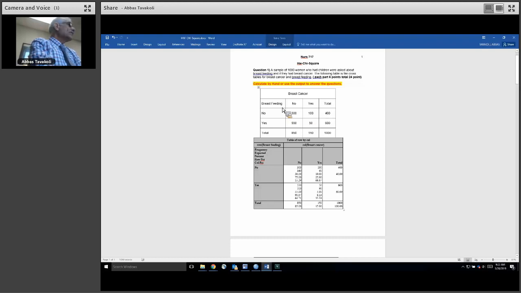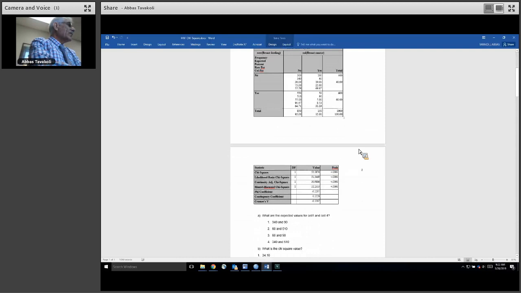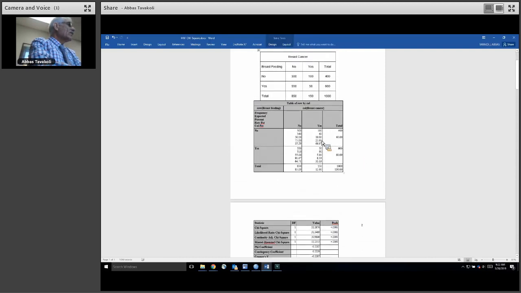So we have here breastfeeding and breast cancer. And 1,000 women had information related to breastfeeding and breast cancer in a 2 by 2 table. And now the first question is, what are the expected values for cell 1 and cell 4? So if you look at the output, the first information is frequency, your number, like 300 had no breast cancer and no breastfeeding. Then the second value is your expected value.